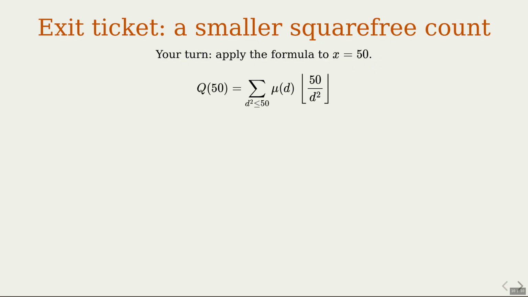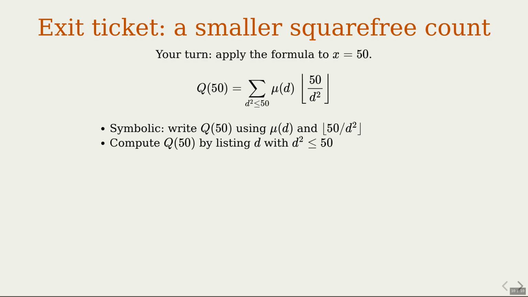Let us finish with a quick check that you can drive the formula yourself on a small example. For x equal to 50, the formula looks just like before, but the sum only runs over d with d squared at most 50. Using symbols, express Q of 50 in terms of mu of d and the floor of 50 divided by d squared. To find Q of 50, list all d values where d squared is less than or equal to 50. Try to keep both the symbolic formula and the intuition about avoiding square factors in your head as we move toward more abstract tools.